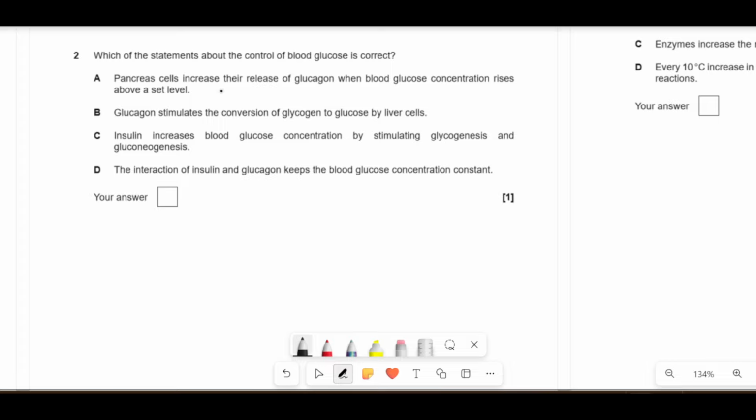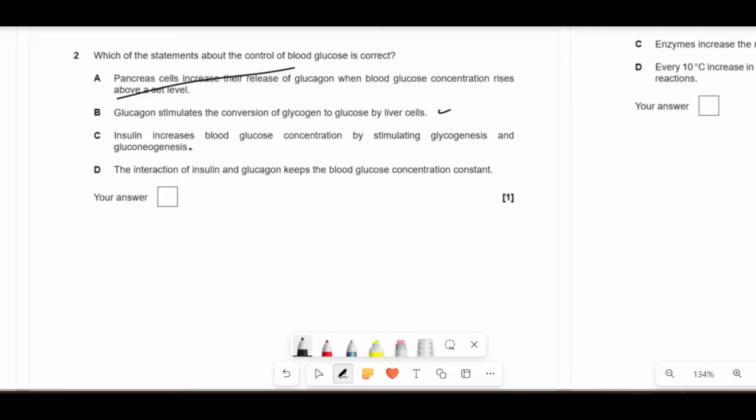So which of these statements about the control of blood glucose is correct? Pancreas cells increase their release of glucagon when the blood glucose concentration rises above normal. Well, no, because remember that glucagon elevates the blood glucose concentration, so it would only do it if it was too low. Next, glucagon stimulates the conversion of glycogen into glucose. Well, yeah, because that's the storage molecule for glucose, and converting it into glucose means you have more of it. So that one's correct.